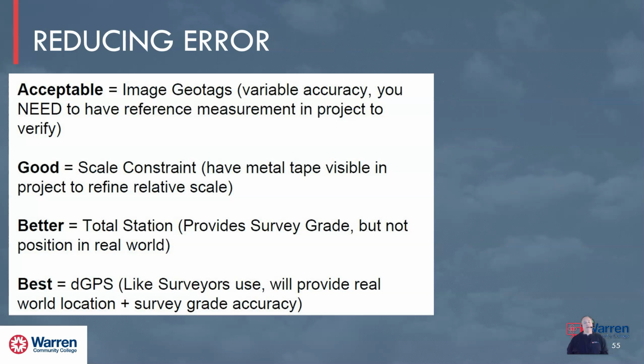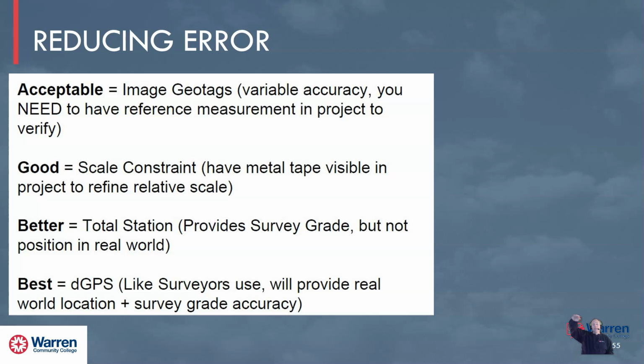When we're reducing error, and again from PIX4D, image geotags are going to give you a variable level of accuracy. You need to have a reference measurement, so it's acceptable. It will vary on where you are. It will vary on how many GPS satellites you have. It will vary on terrain elevation. It'll vary on your ground sampling distance. But you'll be able to reconstruct something. Okay, its level of accuracy you'll also know, but it may not be accurate enough for whatever you're working on unless you use some of the more advanced things we talked about.